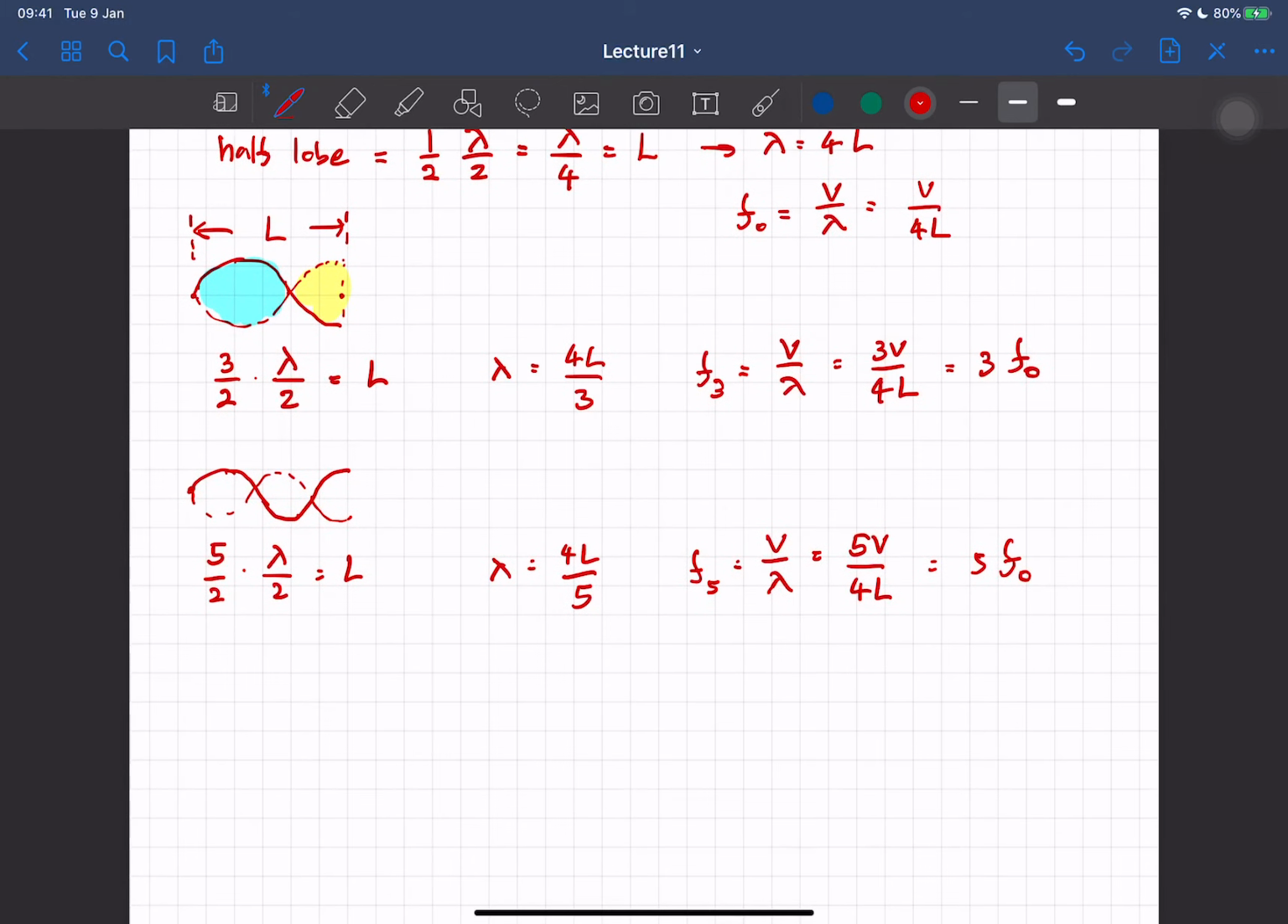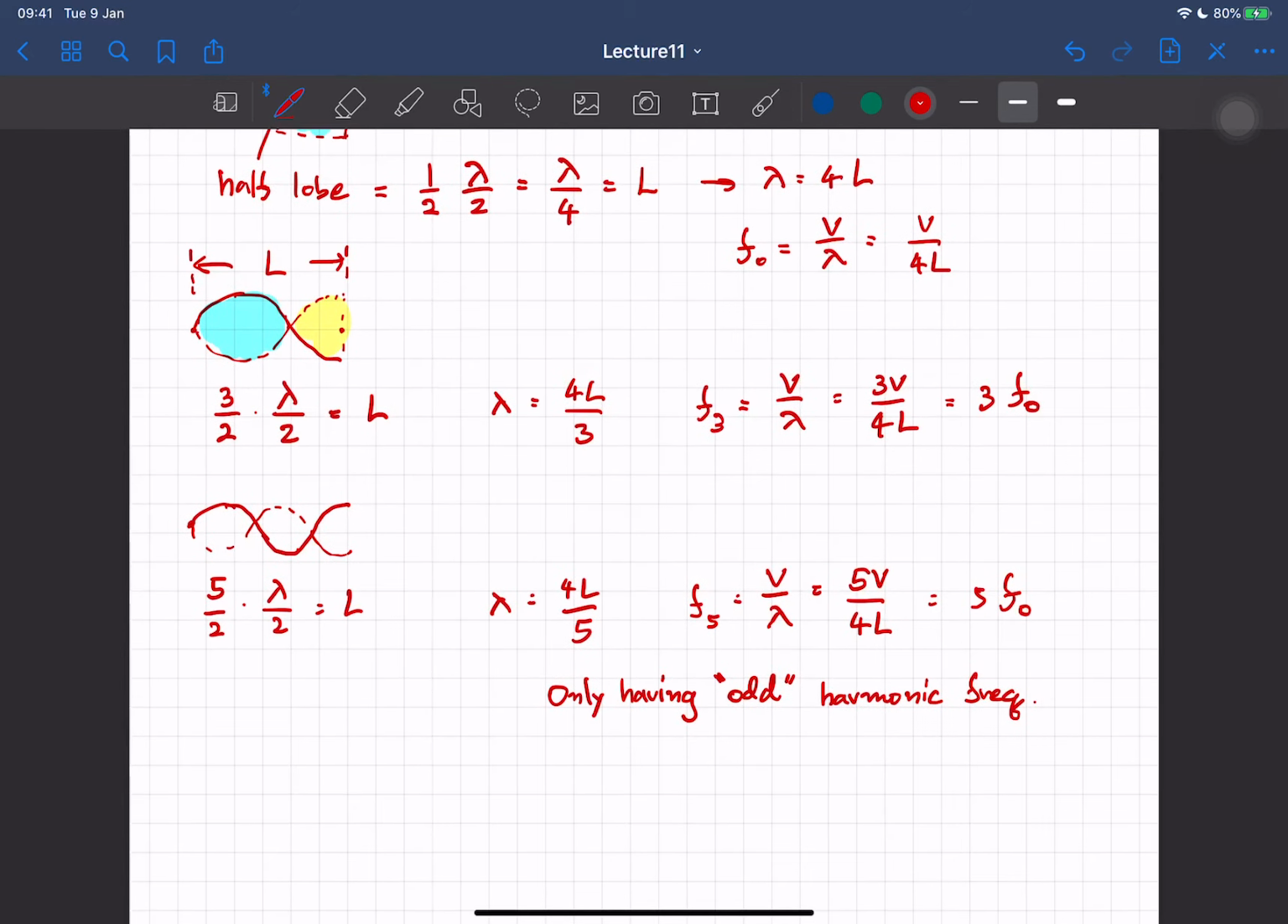So sometimes you can describe this as only having odd numbers, 1, 3, 5, 7, 9. Only having odd harmonic frequencies. Which is different from what we had before. Before we had all possible harmonic frequencies. So changing the end condition of the string changes the structure of this.